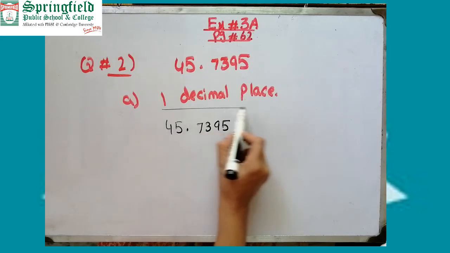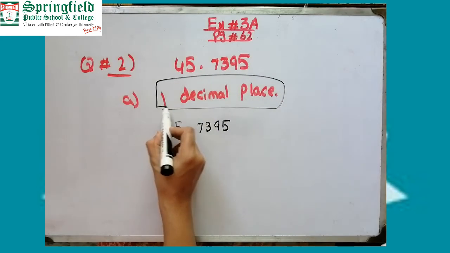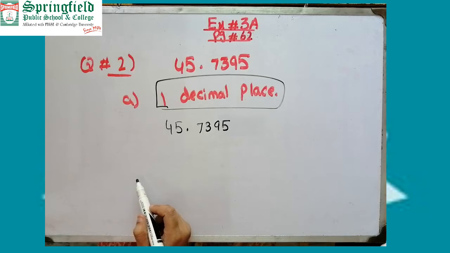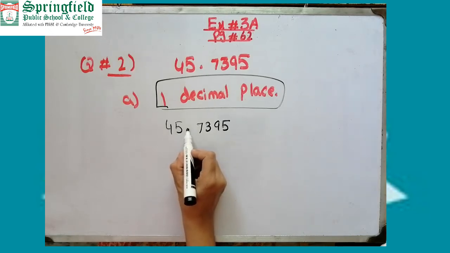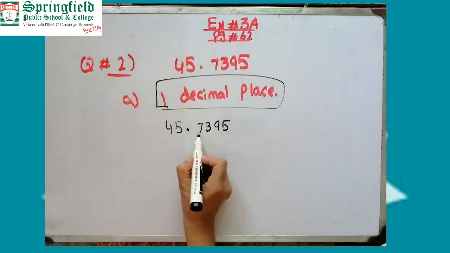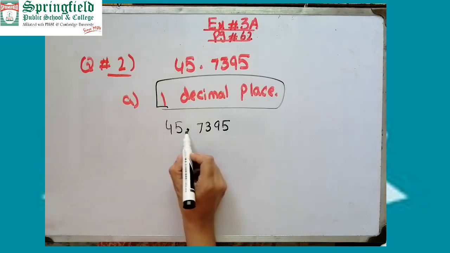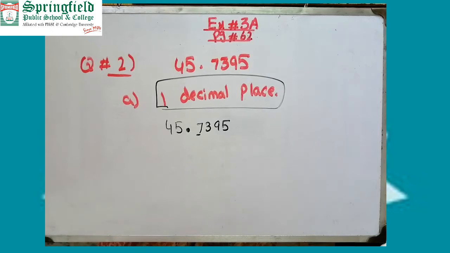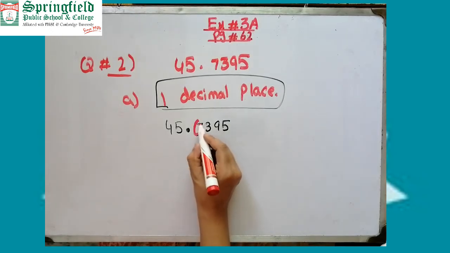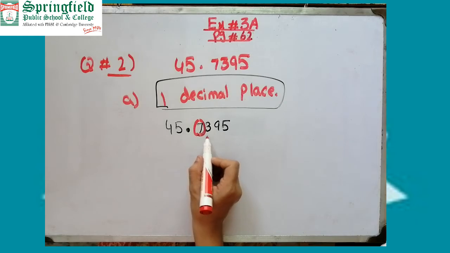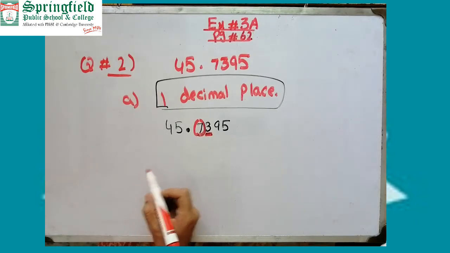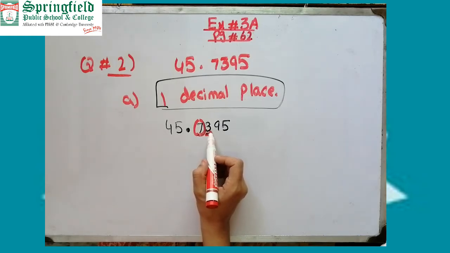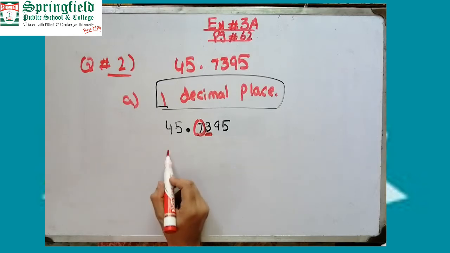So as they are saying that round off to one decimal place, so we will see the first digit after the decimal point. After the decimal point, the first digit is 7. So circle this digit and then the previous digit will underline. And look at the previous digit is 3. 3 is less than 5. So 7 will remain same.